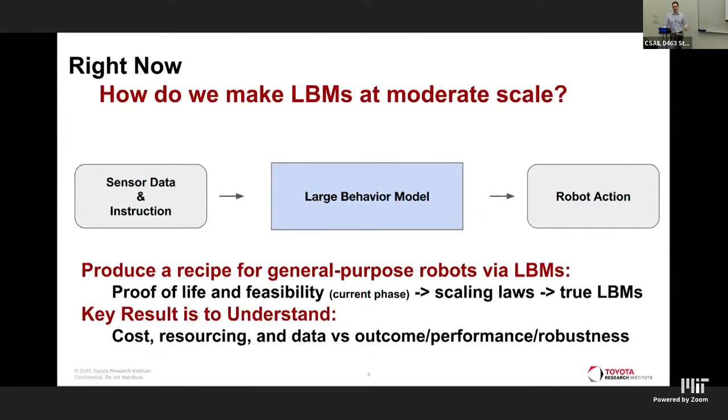So with some data budget, how do we balance diversity? How do we balance quality? You know, if you have a human demonstrator, for instance, if they slow down, they could probably get higher quality data, but at the cost of less throughput. And there isn't a good understanding right now of how to balance each of these factors.